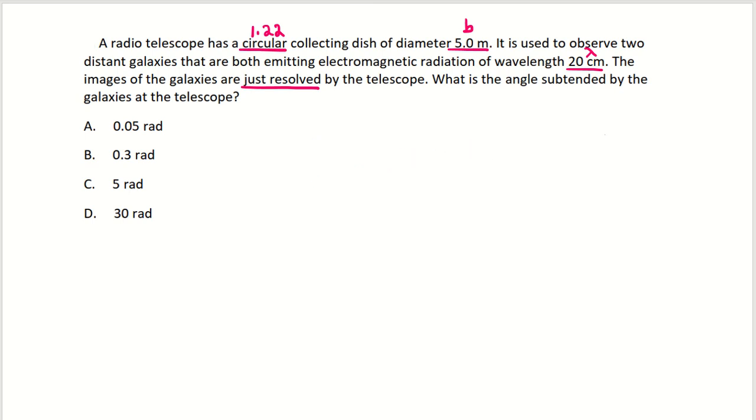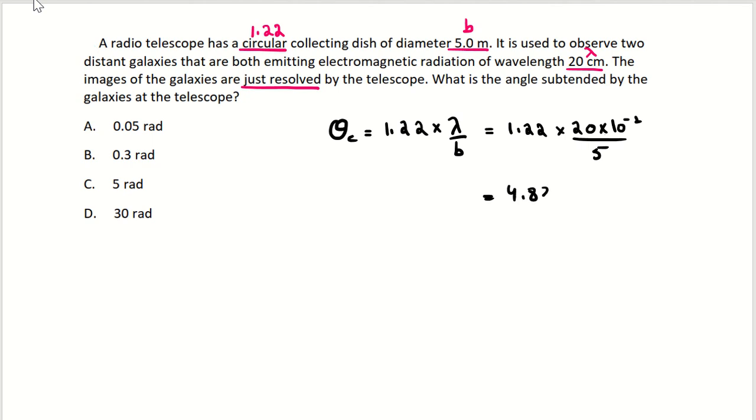So how am I going to solve this? The angle is going to be equal to the critical angle, which is equal to 1.22 times the wavelength over b. Now it's just a matter of converting units and doing the math. So lambda is 20 times 10 to the power of minus 2 over 5. So 20 over 5 is 4. 4 times 1.22 is 4.88 times 10 to the power of negative 2, which means it's 0.05 radians. So this is in radians, but if you move the decimal place 2 places, you will end up having this answer.